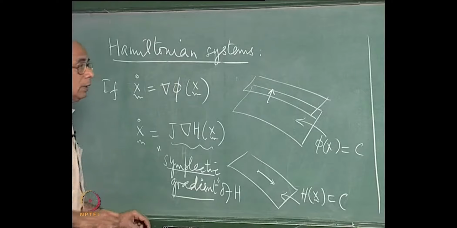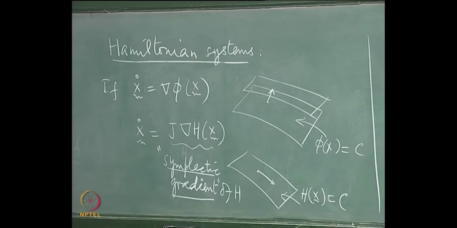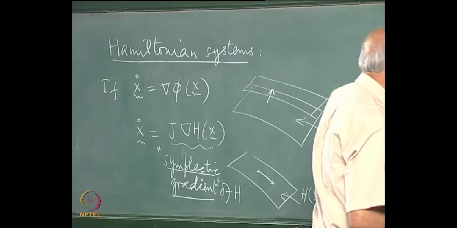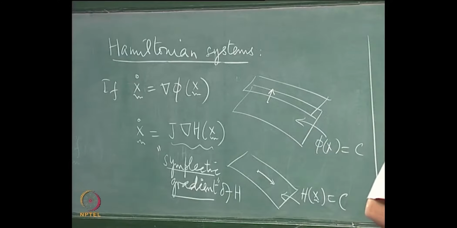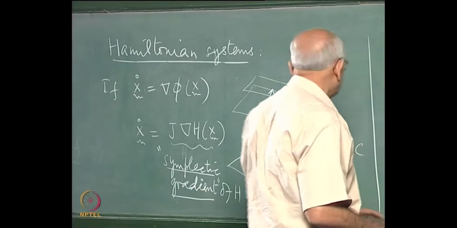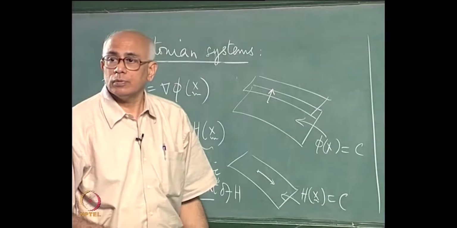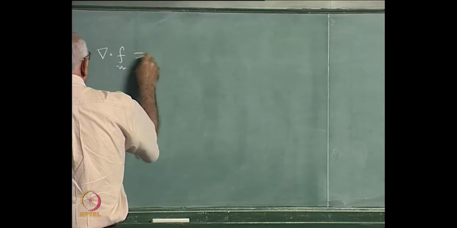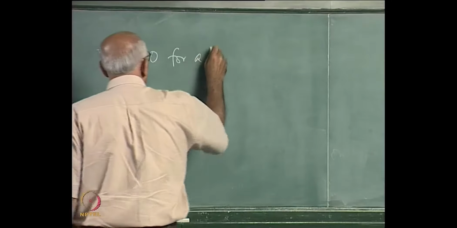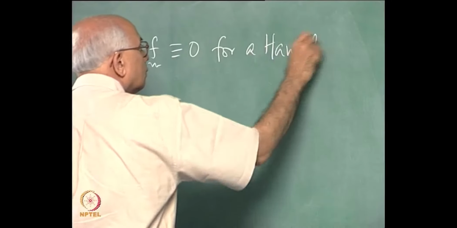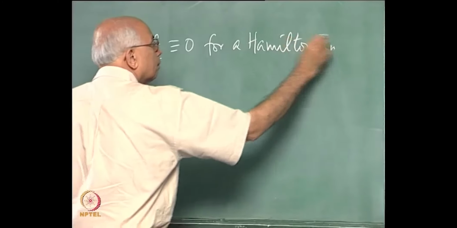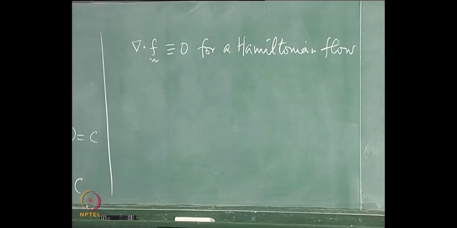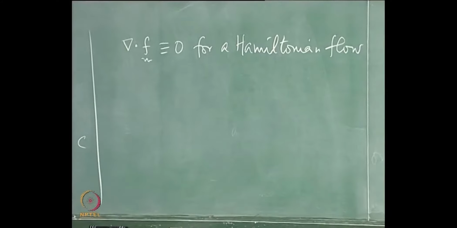We also saw that Hamiltonian flows have another very special property, and that is that any volume element remains unchanged in time. In other words, the system corresponds to a conservative dynamical system. So we also saw that del dot f is identically 0 for a Hamiltonian flow. This implies too that volume elements are preserved as time goes along.